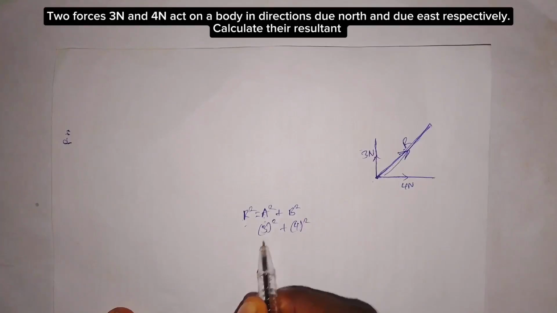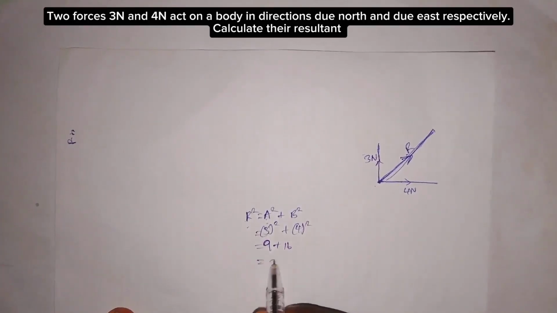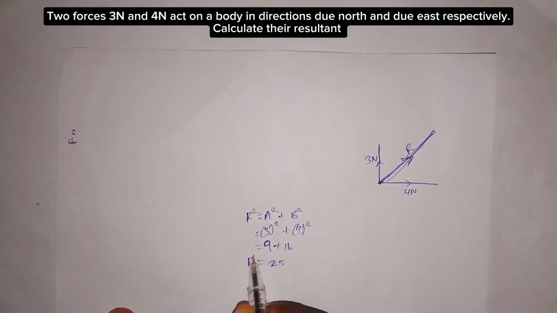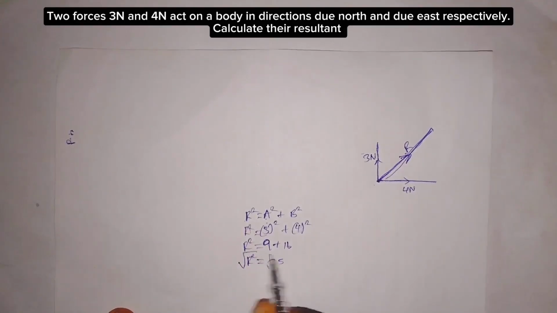Okay, the square of 3 is 9, then the square of 4 is 16. If you add them, it will give us 25. Then, in order to cancel this square, we take the square root of both sides. R equals what? 5 Newton.